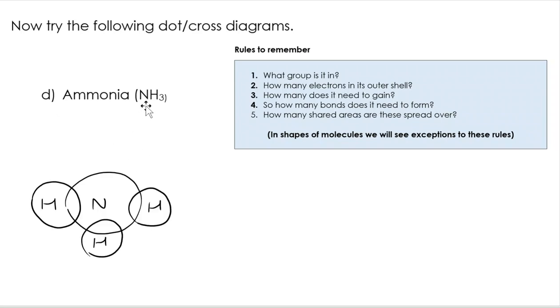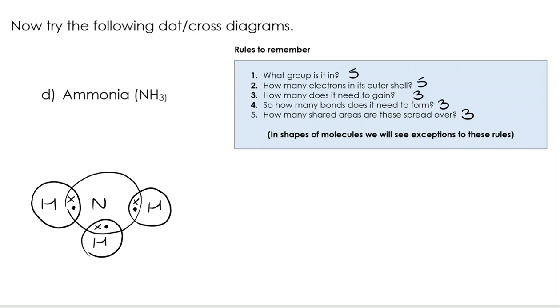So ammonia. I've got my central nitrogen, I've got my 3 hydrogens around it. Very quickly going through the questions, nitrogen is in group 5, so it has 5 electrons in its outer shell, so it needs to gain 3 electrons, which means it needs to form 3 bonds, and there are 3 shared areas. So I put my pairs in the NH bonds, each hydrogen putting 1 electron in.